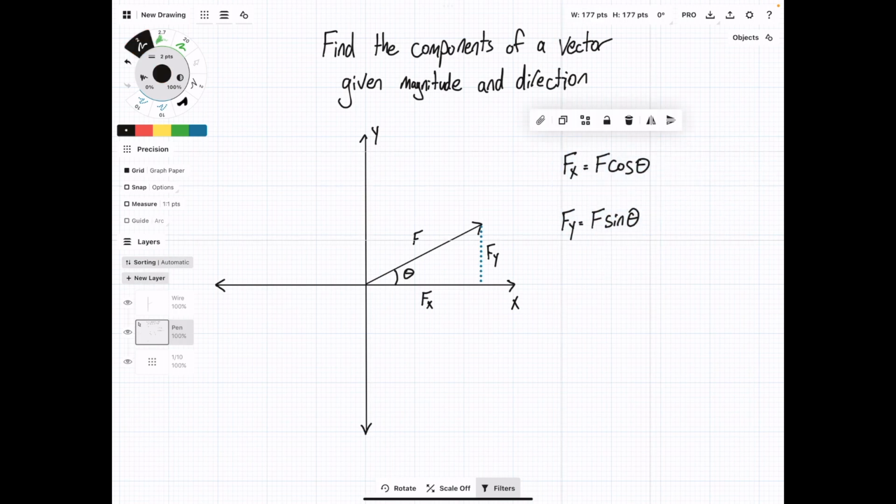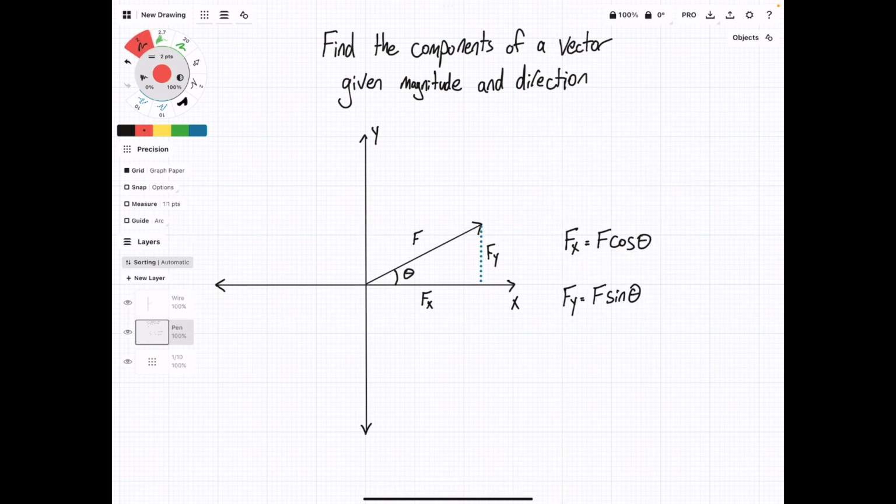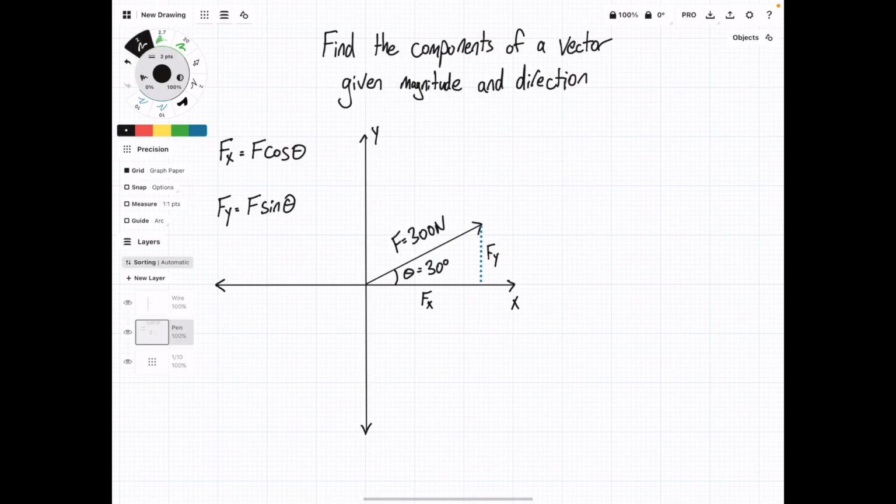Okay, so now that we have these two formulas, it's really straightforward to figure out what the different components of a vector are. So let's look at a couple problems. For our first problem, let's say that we have a force of 300 newtons, and it is 30 degrees above the x-axis. Now, using the formulas that we derived in the last section, we can figure out what the x and y components of this force are.